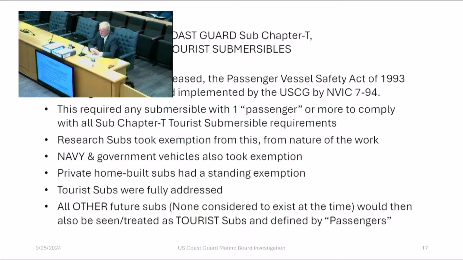This is like saying your Cessna 172 has to have the same inspection as your Boeing 747. Is it safe? Probably. Is it practical? Not very much. Research subs, now, what happened with that? Research subs took exemption from this, and they said, from the nature of their work, it doesn't apply to us. Navy and government say, no, we're exempt from this. Private home-built submersibles, this doesn't apply.